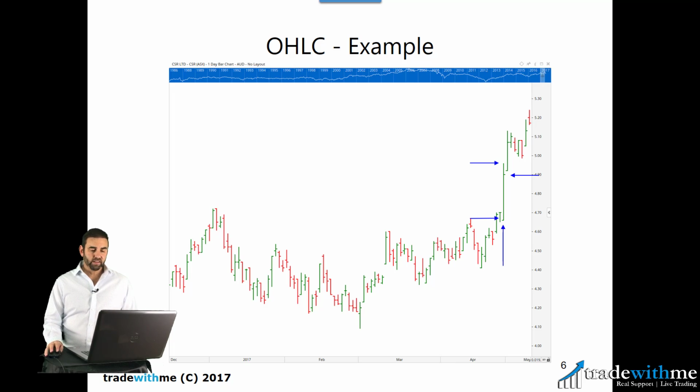So here's an example. Here's an actual chart. And you can see on this side here, we have the open, the high of the bar, the low, and the close. Okay, so this is a standard chart. This is called CSR. This is a daily bar, a daily chart. And this bar represents all of the prices during that one day.